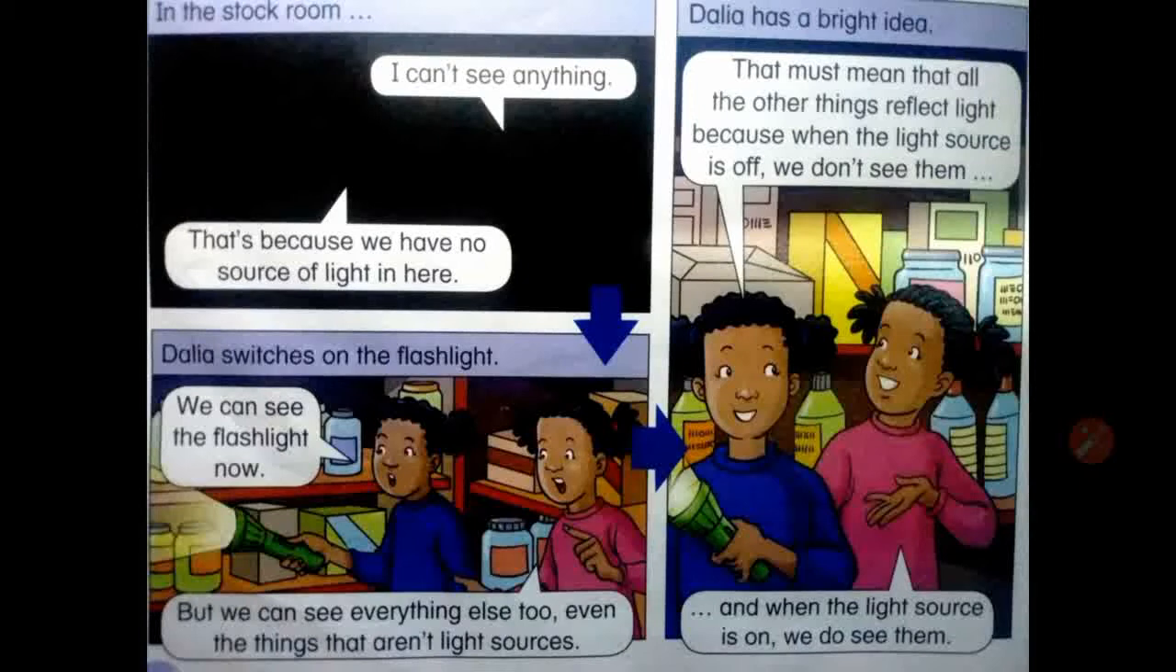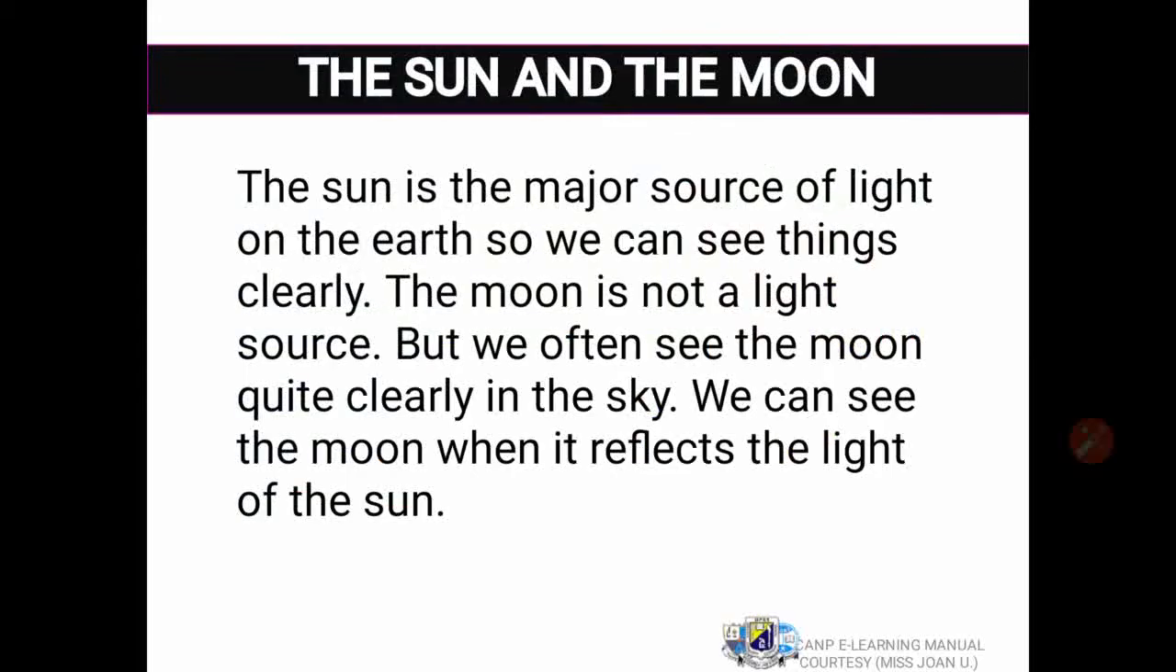Because these materials reflect the light. That must mean that all the other things reflect light, because when the light source is off, we can't see them. All right, and when the light source is on, we do see them now. So that tells you the importance of light in the concept of seeing and then reflection.